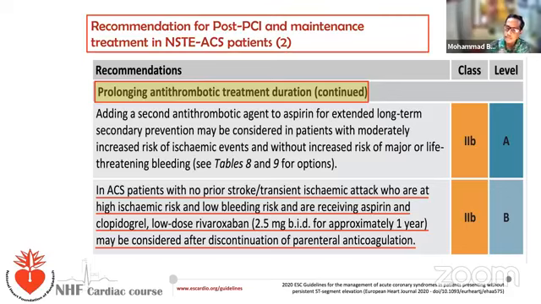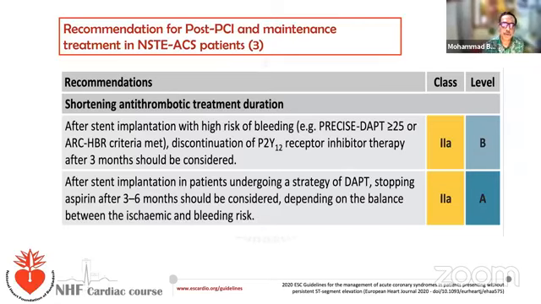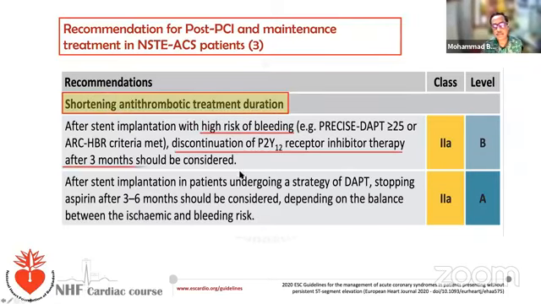It's still a 2B recommendation, but this is quite highlighted in the whole of the guideline. Now, sometimes we need to shorten antithrombotic drug therapy. When there is a high bleeding risk, we should continue P2Y12 receptor inhibitor therapy after 3 months. Or we can stop aspirin after 3 to 6 months and continue only the P2Y12 receptor blocker.